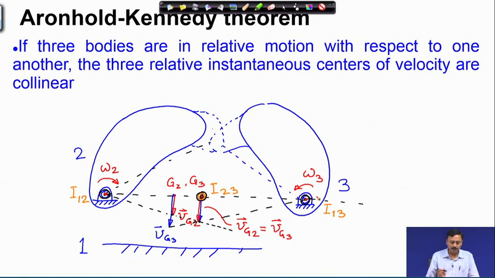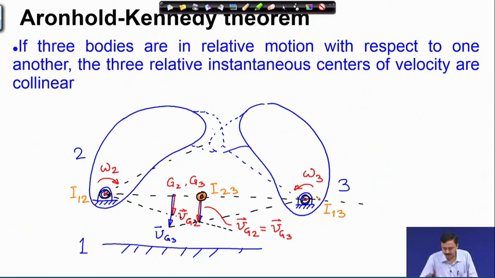And you can see that I12, I23 and I13 lie on a single straight line. Now, here I have fixed the ground, but you can also make the ground move. The situation will not change even if I let the ground move, because remember I12 is the relative instantaneous center of body 2 with respect to the ground, that will remain the same.